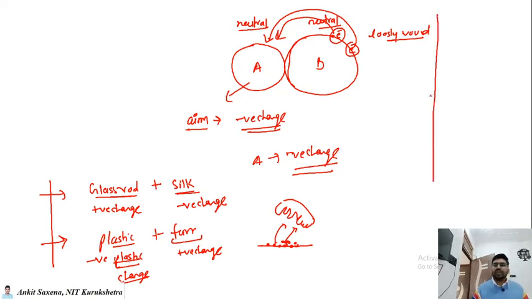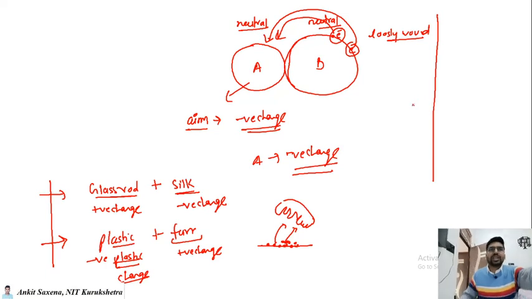So we have two types of body. Now I'm concluding this. We have two types of body, conducting and non-conducting. For the conducting body we can use two methods: the first one is induction and the second one is conduction. And for the non-conducting body we use the method of friction.